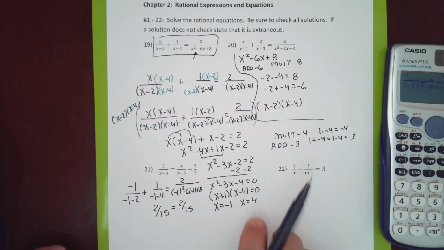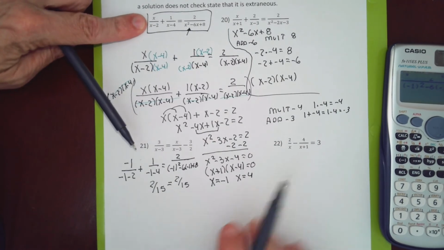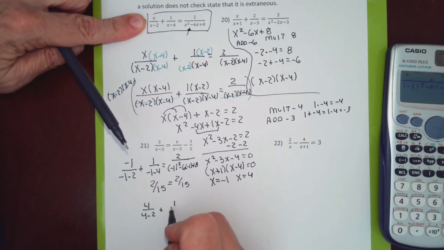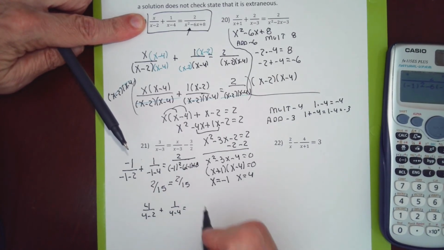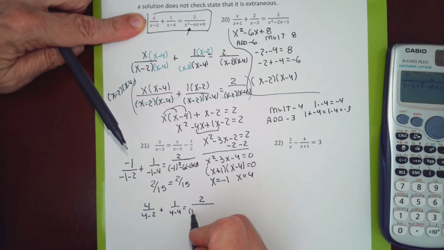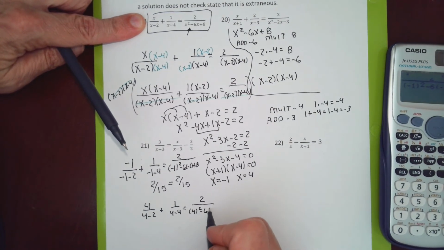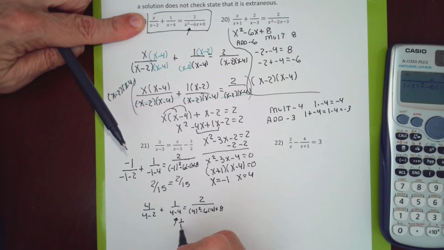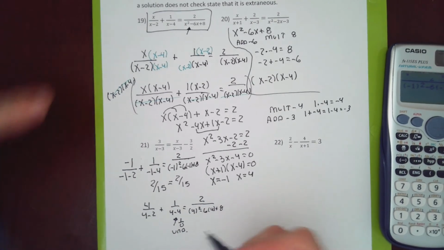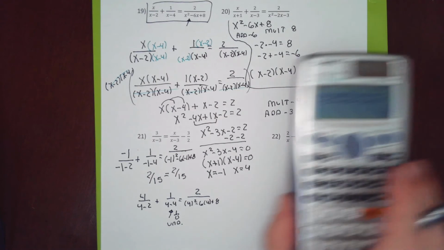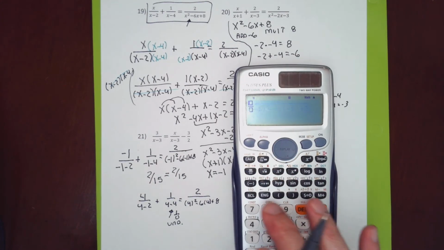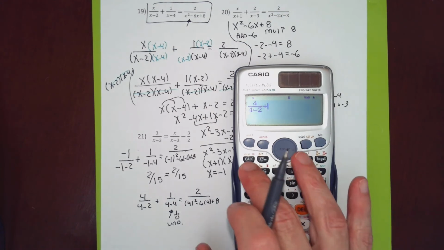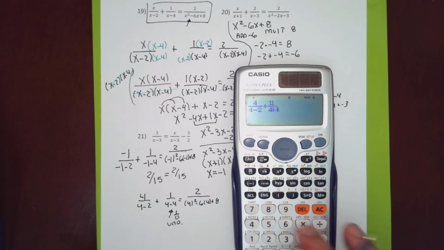Next, I'm going to try to check x equal to 4. When I do the same thing, I'm going to go, is 4 over 4 minus 2 plus 1 over 4 minus 4 equal to 2 over 4 squared minus 6 times 4 plus 8? I can already see an issue right here. This fraction in the middle is going to cause my calculator to blow up because it's going to be undefined. And the second I get undefined in my checking, I say that the answer is extraneous and it shouldn't be included in the solution.